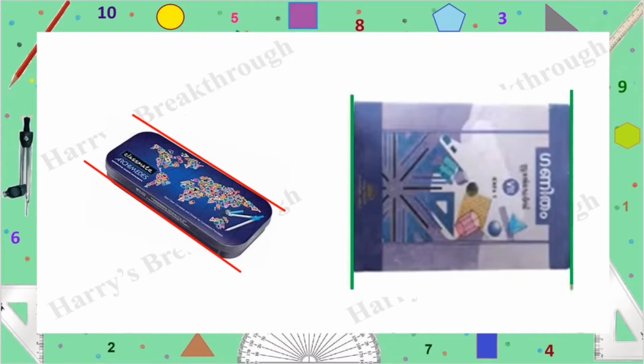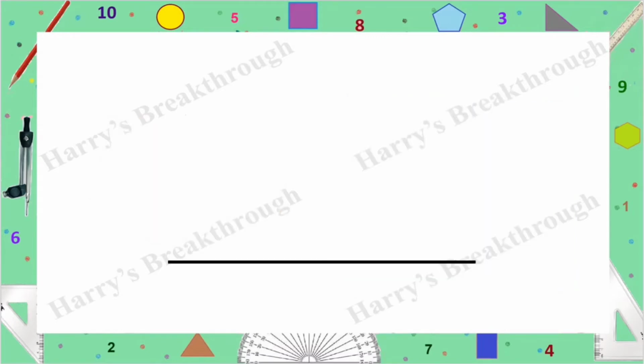Now look at this. Here you can see a line. If we want to draw a parallel line to this line at 5 centimeter distance, how can we draw that? Can we use a scale for this? No. We have to find some other method, right?